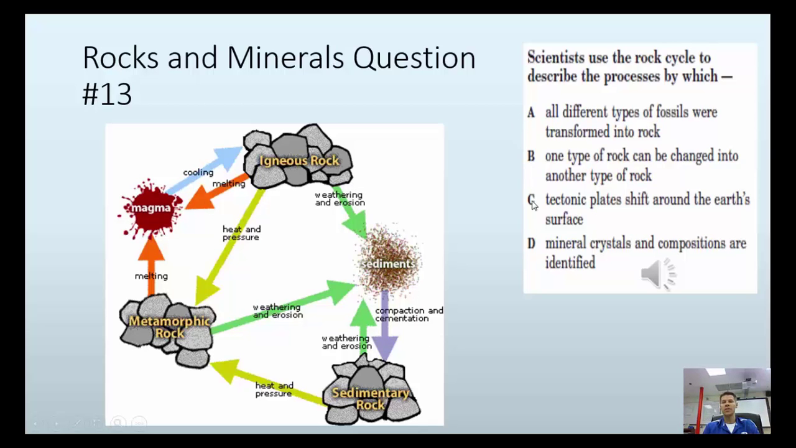So just look at the best choices we have to offer. All different types of fossils were transformed into rock? No. One type of rock can be changed into another type of rock? B. That's definitely the answer. That is absolutely our best choice here. The answer is B. One type of rock can be changed into another type of rock.